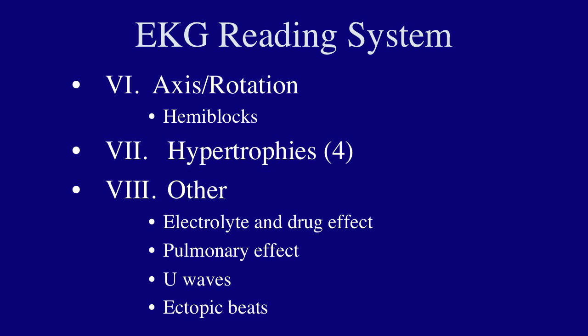And then you look for other things, step 8, and this would be things like electrolyte and drug effect. Do you have any kind of electrolyte abnormalities like, say, peaked T waves, other U waves, stuff like that? Do you have a drug effect on there, maybe like ST segment scooping or prolongation of the QT interval? Look for all that stuff.